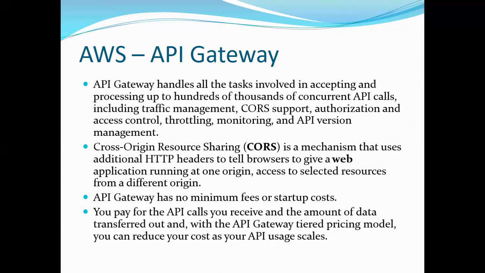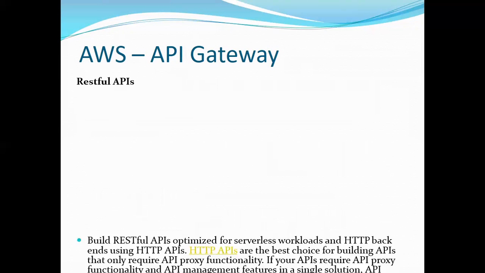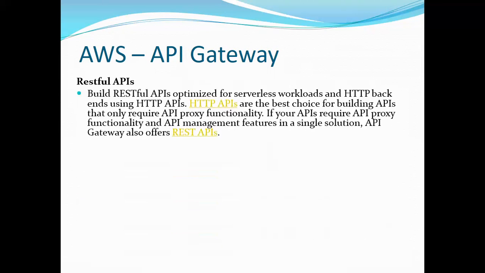With the API Gateway tiered pricing model, the amount of API calls and data transferred in and out is going to be charged, and you can reduce your cost as your API usage scales. Okay, based on the scale, the cost is going to be reduced. There are various pricing models. You can take a look at the documentation and FAQs to see how the pricing works.